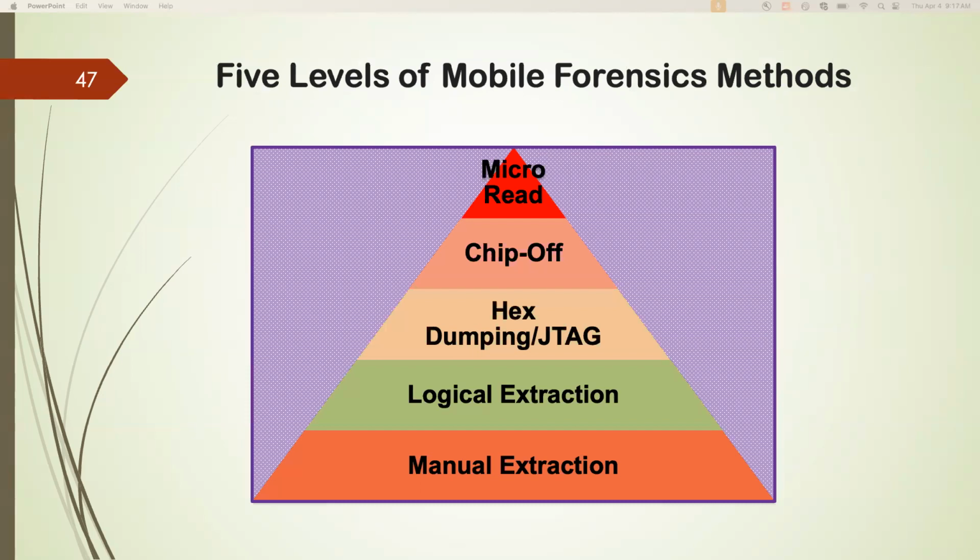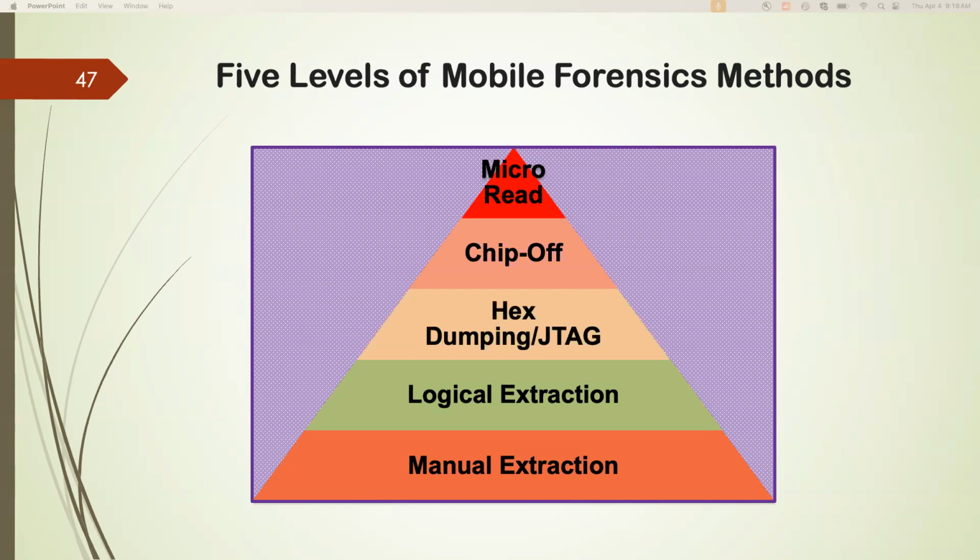This is, you can say, the pyramid, or the sequence of investigation. At the very bottom, we have the manual extraction. If the manual extraction doesn't work, then we can go with the logical. If that doesn't work, then we can use the JTAG. After that, we have the chip off. And lastly, we have the micro read. So all of these are different options with which we can extract the data from the phone.